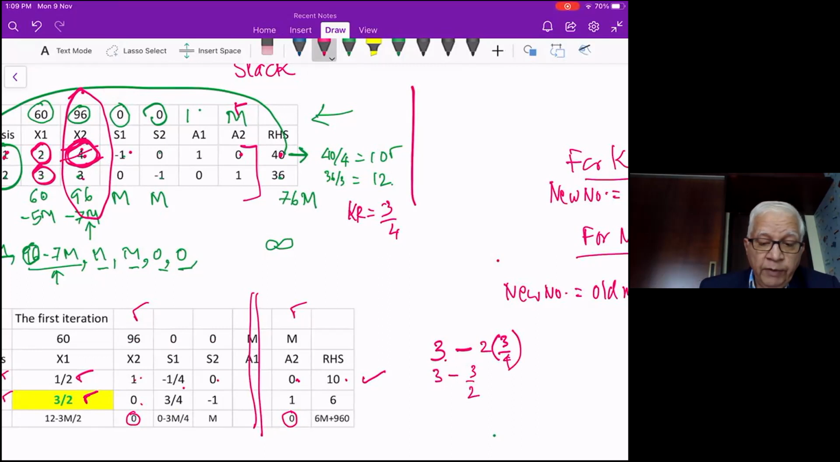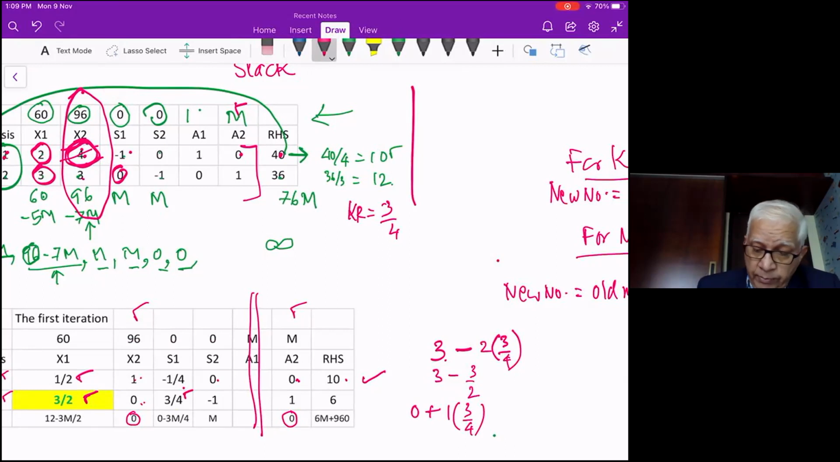This one was written by virtue of the identity matrix. Now I'm coming to this calculation, 3 by 4. This new number is equal to old number. Old number is 0, minus corresponding number in the key row, which is minus 1. So minus 1 will become plus 1 multiplied by key ratio 3 by 4. So 1 multiplied by 3 by 4 is appearing here as 3 by 4.